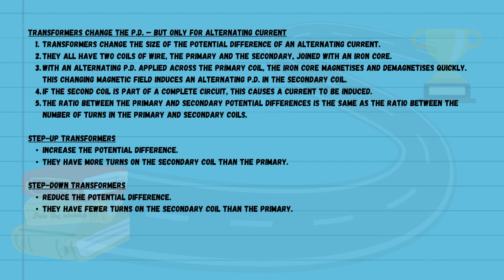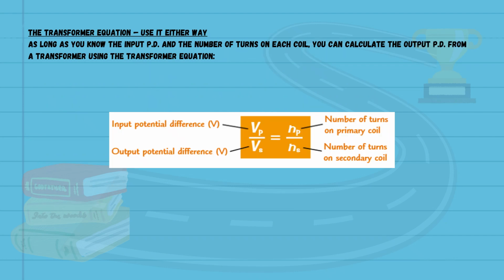The ratio between the primary and secondary potential differences is the same as the ratio between the number of turns in the primary and secondary coils. Step-up transformers increase the potential difference. They have more turns on the secondary coil than the primary coil. Step-down transformers reduce the potential difference, and they have fewer turns on the secondary coil than the primary coil.